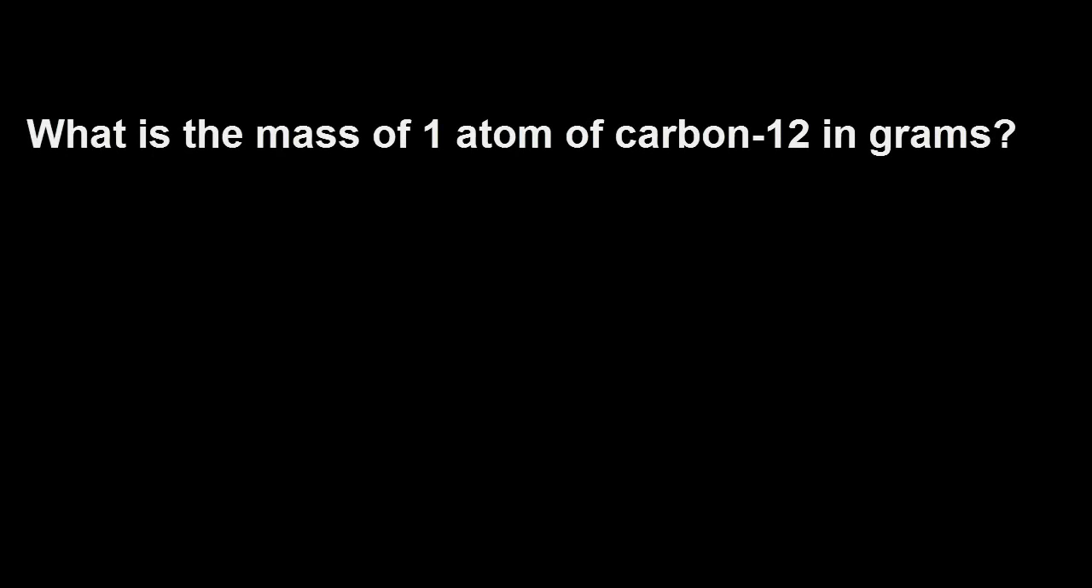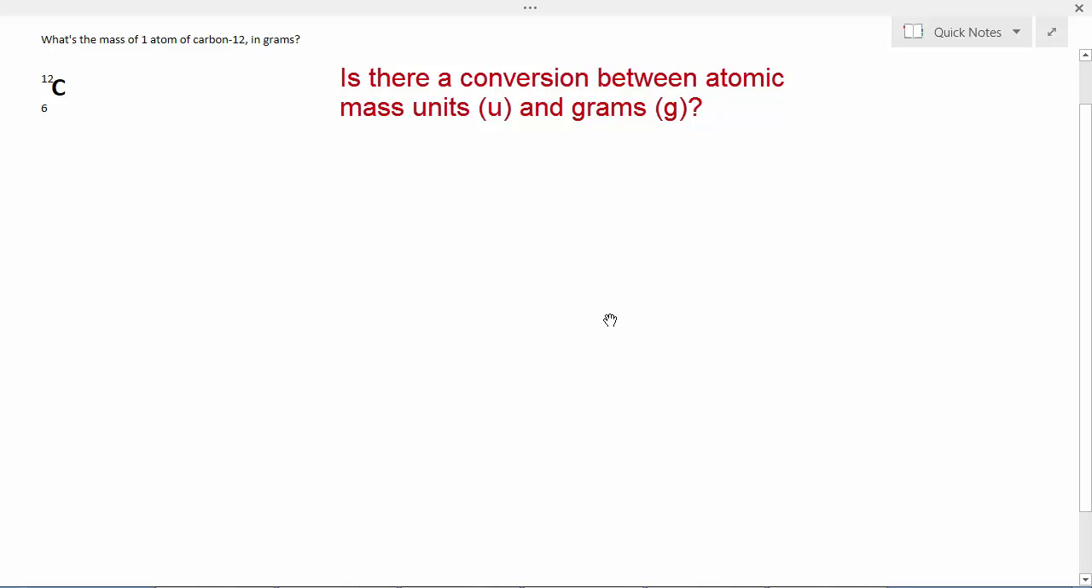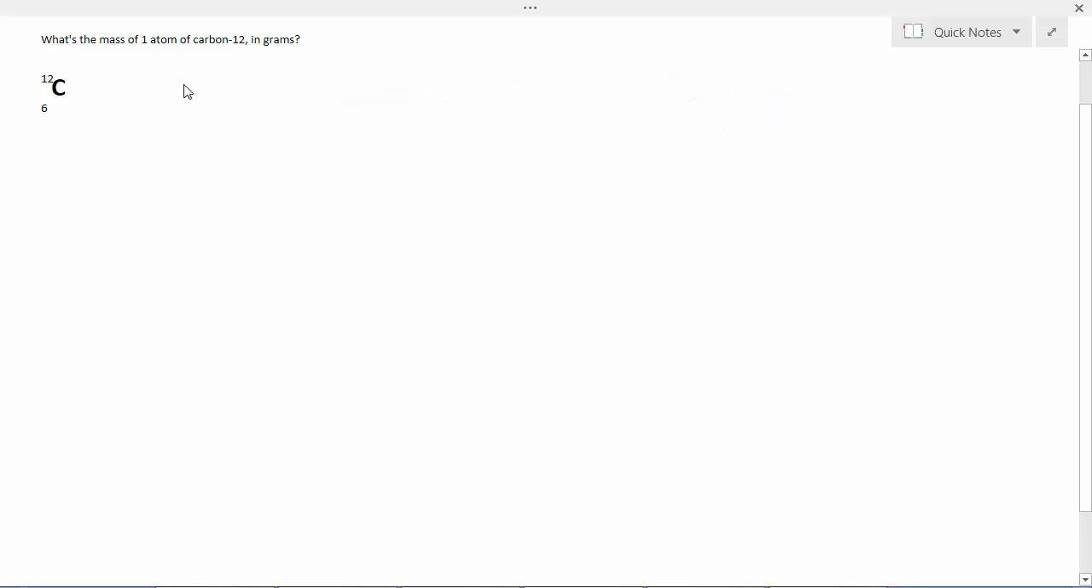So what if we want to know the mass of one atom of carbon-12 in grams? Pretty difficult to measure just on a balance because it's very difficult to obtain just a single atom. But what if I knew a conversion between atomic mass units, the units that we're used to on the periodic table, and grams? Well, it just so happens that I have such a conversion.